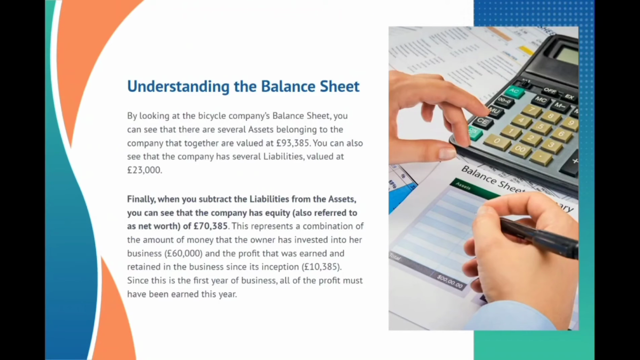£70,385. This represents a combination of the amount of money that the owner has invested into her business, £60,000, and the profit that was earned and retained in the business since its inception, £10,385. Since this is the first year of business, all of the profit must have been earned this year.